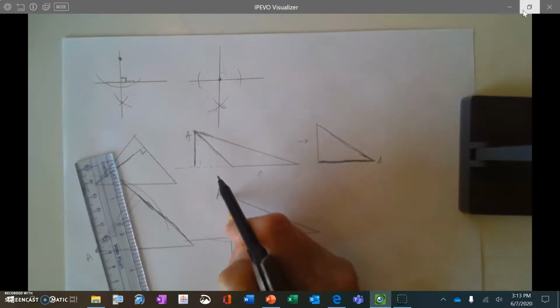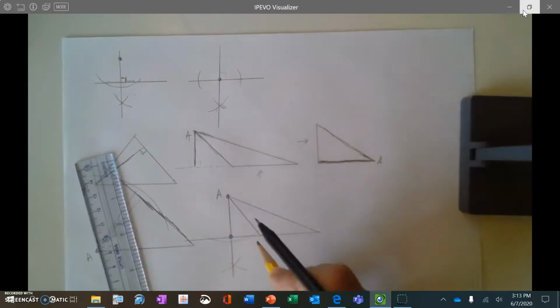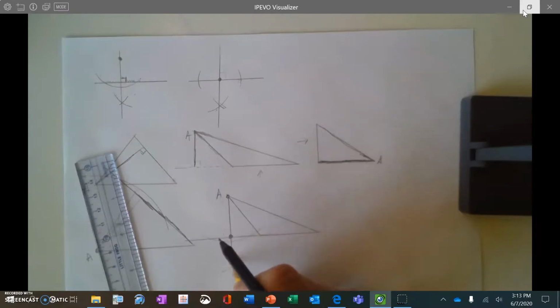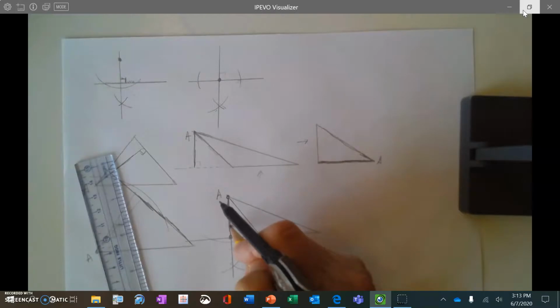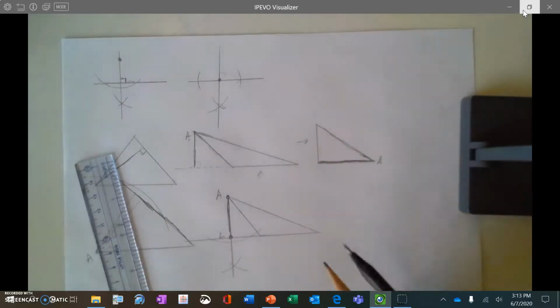The altitude goes from here to here. This was just a helping line. So this is the actual altitude. It's hanging out here. We'll call it AL, A-L.